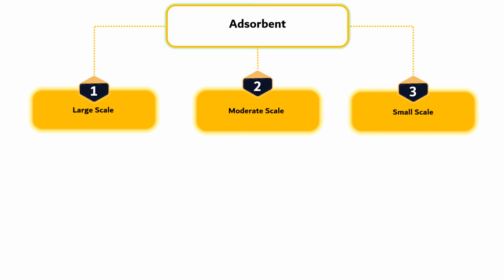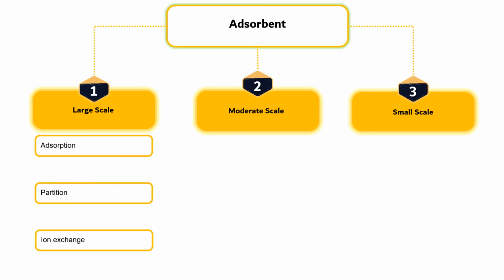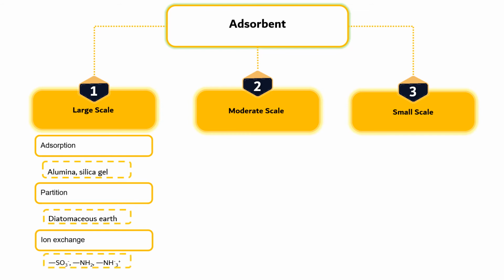For large scale, there are three types of chromatography, particularly adsorption, partition, and ion exchange. For adsorption, the typical adsorbent is inorganic materials like alumina and silica gel. For partition, the typical adsorbent is diatomaceous earth impregnated with organic liquids; propylene glycol has also been commonly used. For ion exchange, the typical adsorbent is polymer of sulfonated styrene.